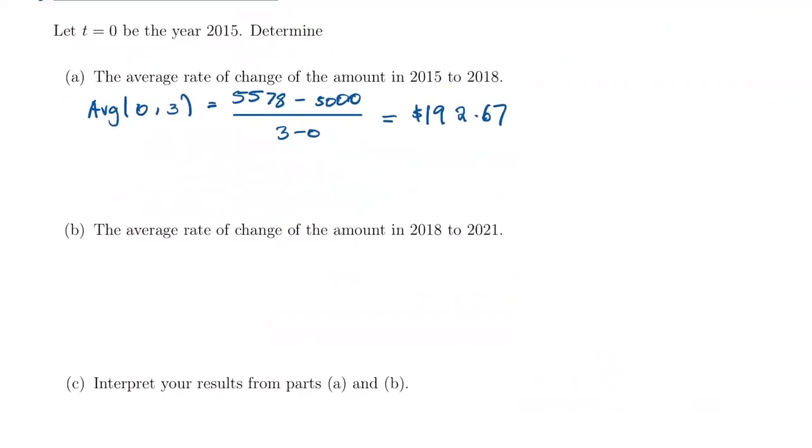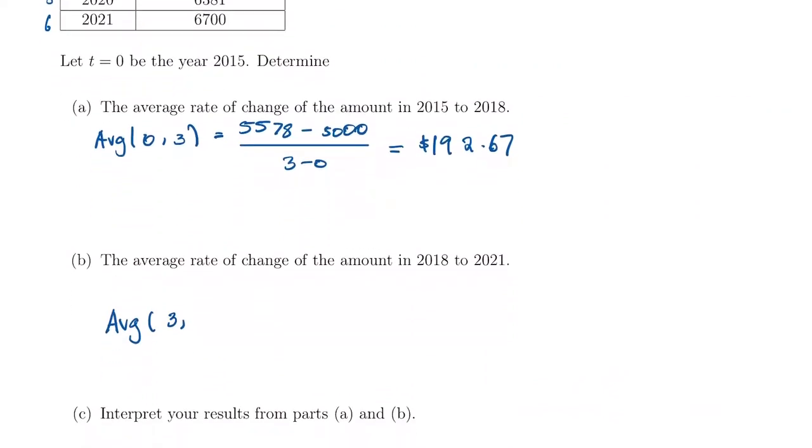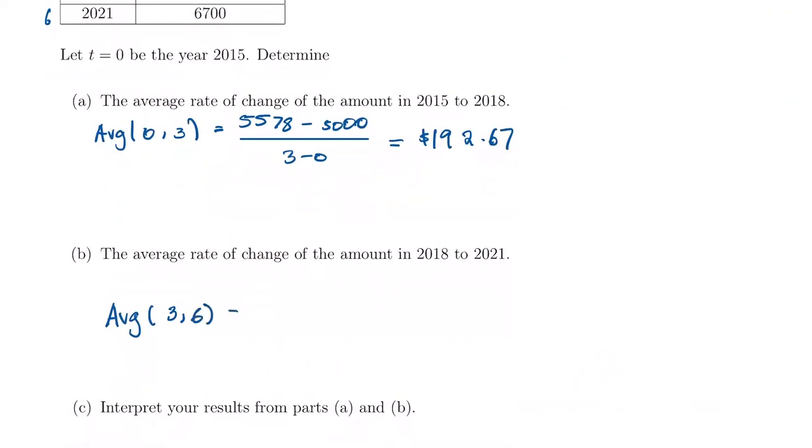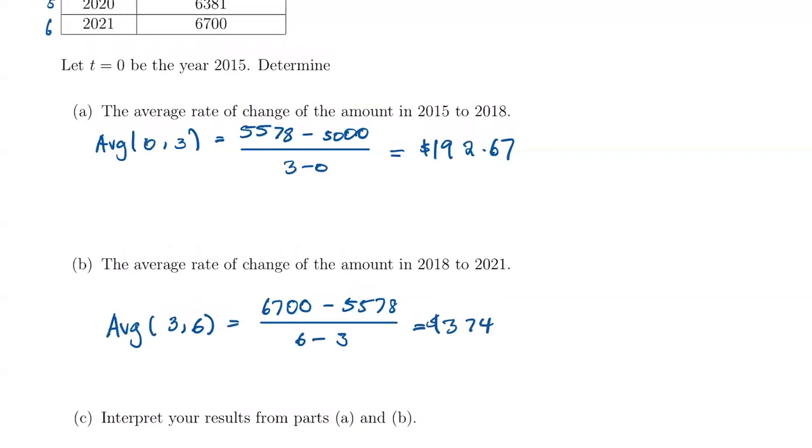And similarly for part B, we want to determine the average from 2018, which is year 3, to 2021, which is year 6. So we just pick the values again. We take 6,700 subtract 5,578, divided by 6 minus 3, which would give you an average of $374. So those are the two average rates.